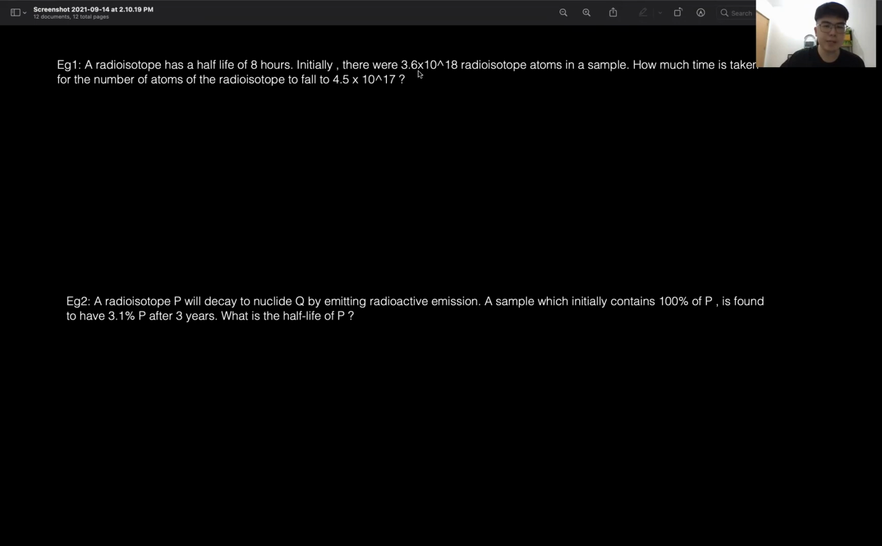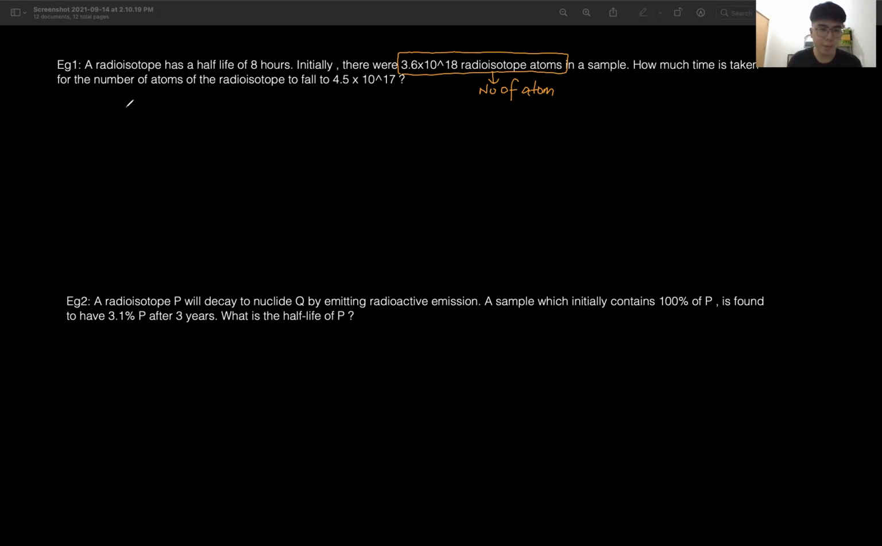Initially, there were 3.6 times 10 to the power 18 radioisotope atoms. So what quantity is this? This is the number of atoms. You can measure the mass, you could measure activity, but this one is the number of atoms. In a sample, how much time is taken for the number of atoms to fall to 4.5 times 10 to the power 17? Okay, very simple.